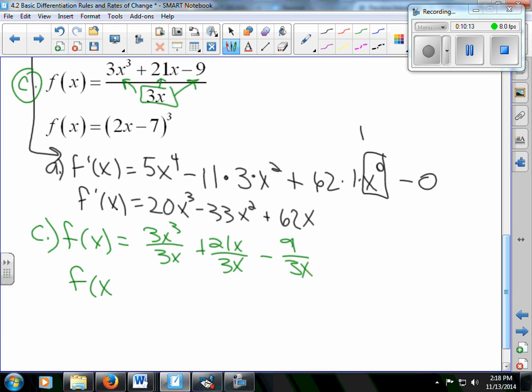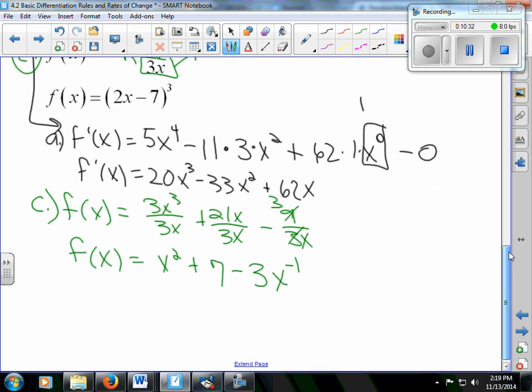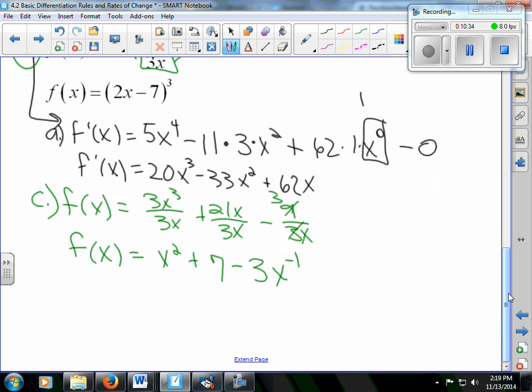I haven't done a derivative yet. Notice I'm still labeling this as f. I'm going to cancel things. My first term is just x squared. My second term is 7. And my third term, the 9 and the 3 cancel. This is going to be a 3, and I want to rewrite that x as x to the negative 1 power because it's in the denominator.